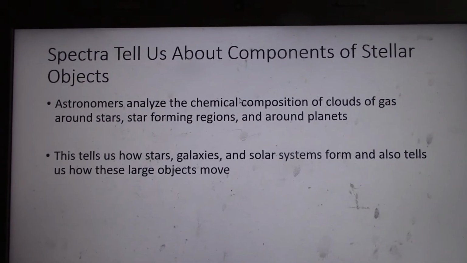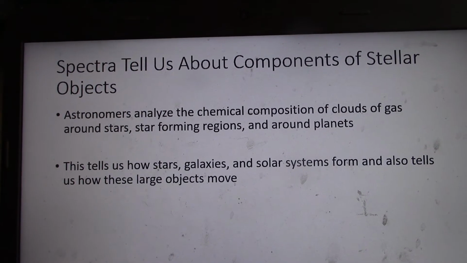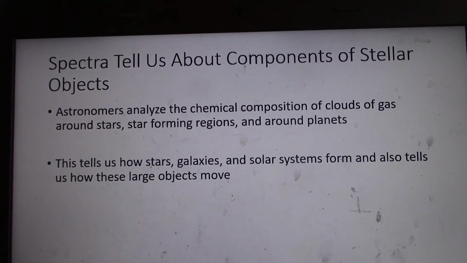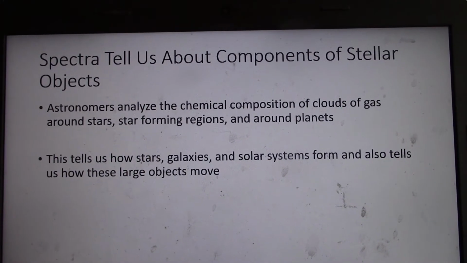Okay, so we observe the chemical composition of clouds of gas around stars, star-forming regions, and around planets. This tells us how stars, galaxies, and solar systems form, and also tells us how these large objects move.